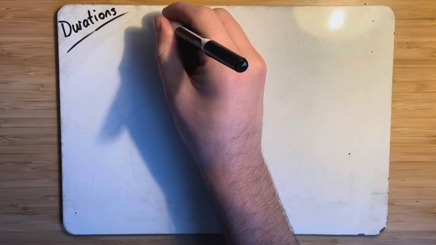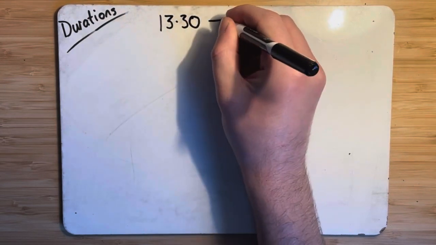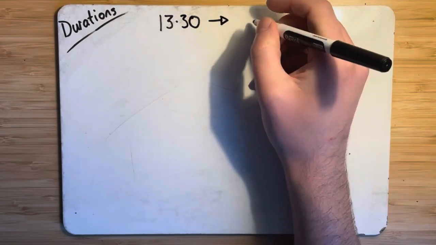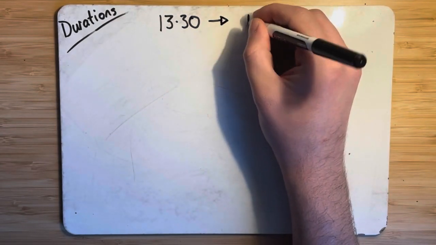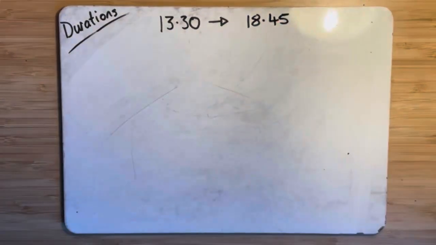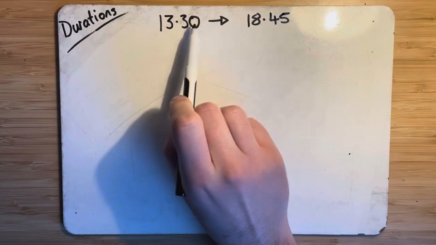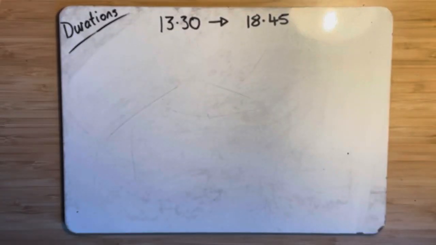So let's say that, let's start with the time 13:30. And whatever it is we're talking about ends at, let's say, 18:45. Let's just make these numbers up. So what we want to do is work out how much time has passed in between there, and I guess there could be loads of reasons you might want to do that.